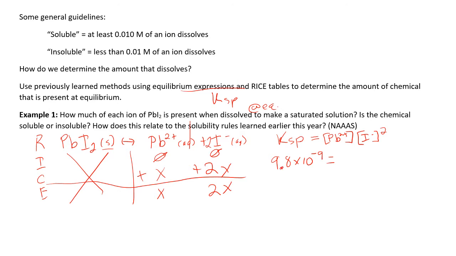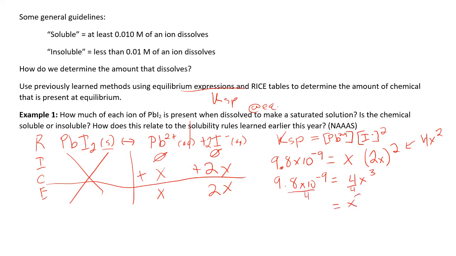Now, lead we're going to replace with our X there. And iodide, we have 2X, and it's being squared. So let's first simplify this right side. So 9.8 times 10 to the negative 9 equals... 2X squared would be 4X squared because we have to square the 2. So we have 4X squared for this part. And then we're multiplying it by X, so we get 4X cubed here. All right, again, the next part we want to simplify. So we're going to divide by 4 on both sides.